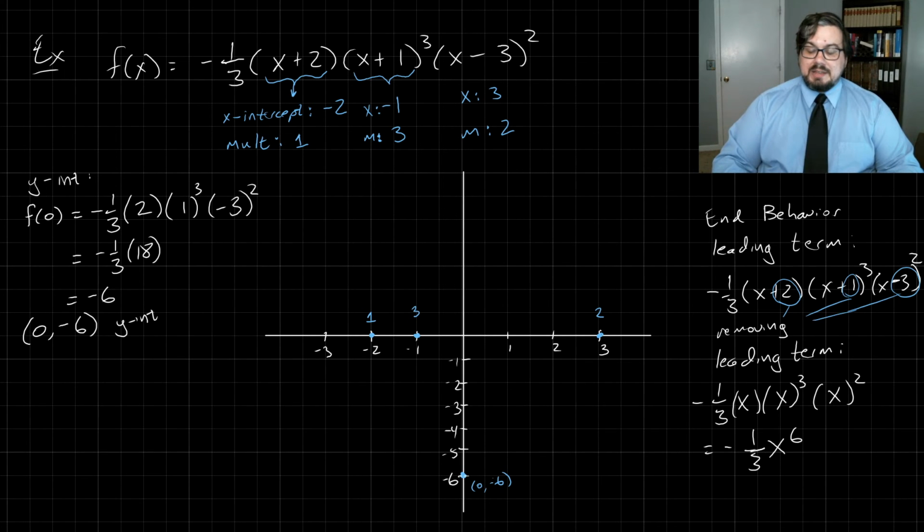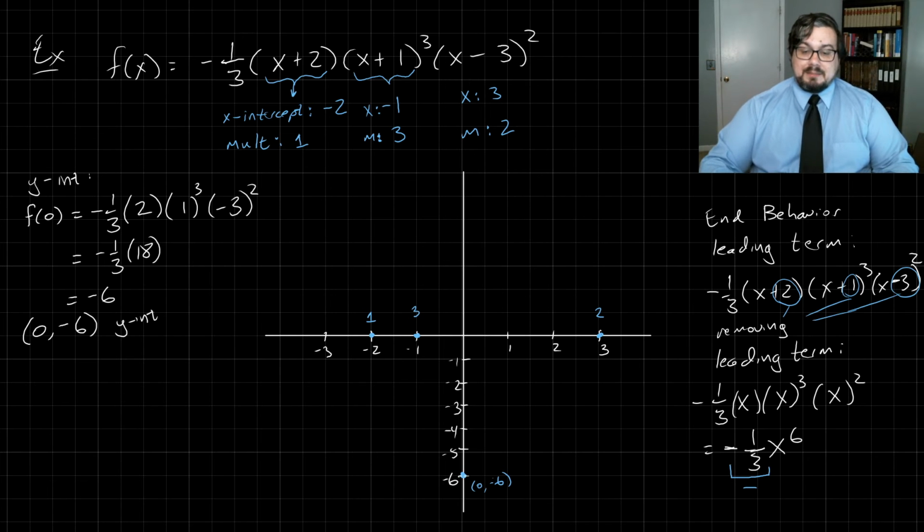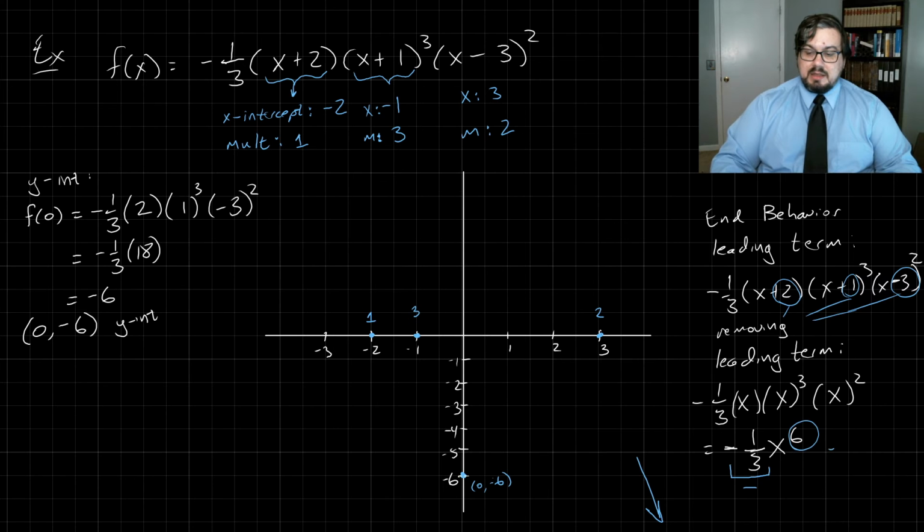So from this, we can determine its end behavior. Because the leading coefficient is negative, we know that the function has an end behavior which falls to the right. That's what a negative leading coefficient does. And then because the leading term has even degree, that means that the end behavior on the left and right hand side of the function are the same. So that means that the function has an end behavior that looks like this. It falls to the left and falls to the right.